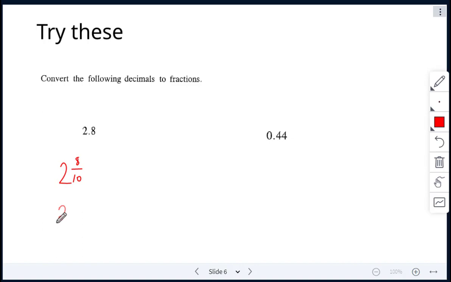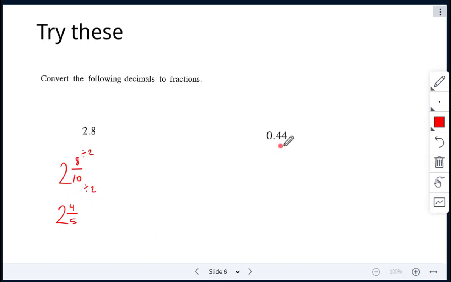So I'll just do it down here. 8 and 10 are both divisible by 2. All right, so that gives me 8 divided by 2 is 4, 10 divided by 2 is 5. So your answer is 2 4/5 for the first one. All right, always make sure to reduce.